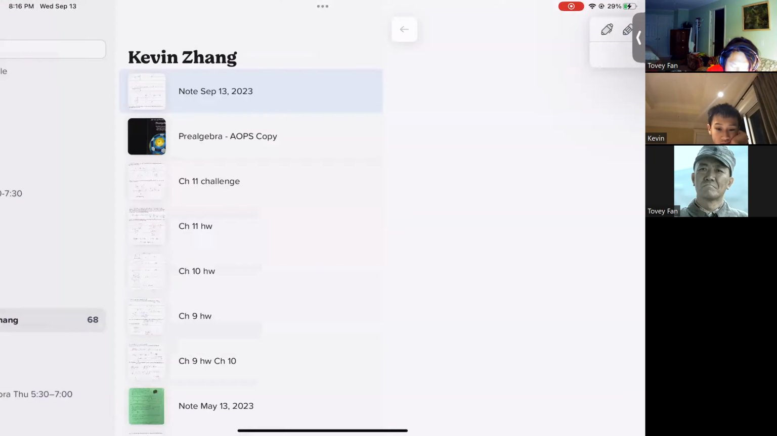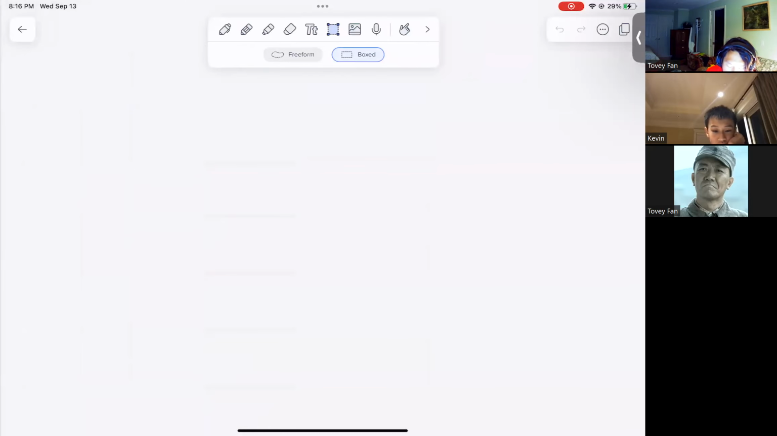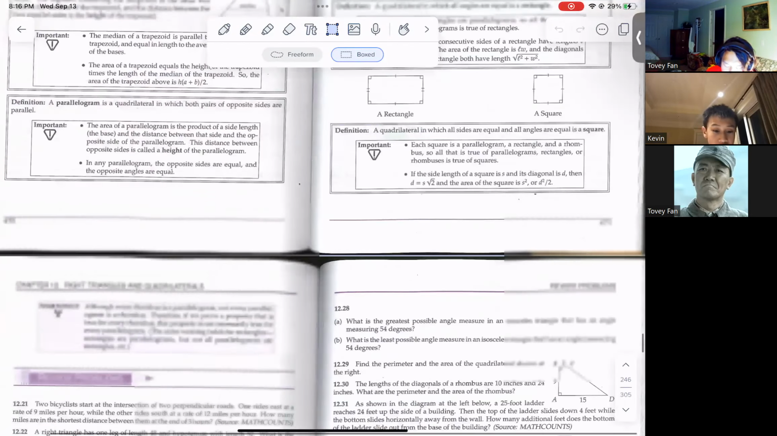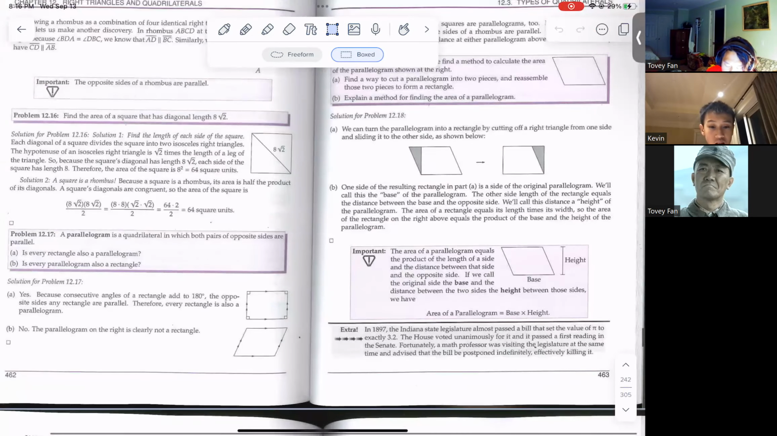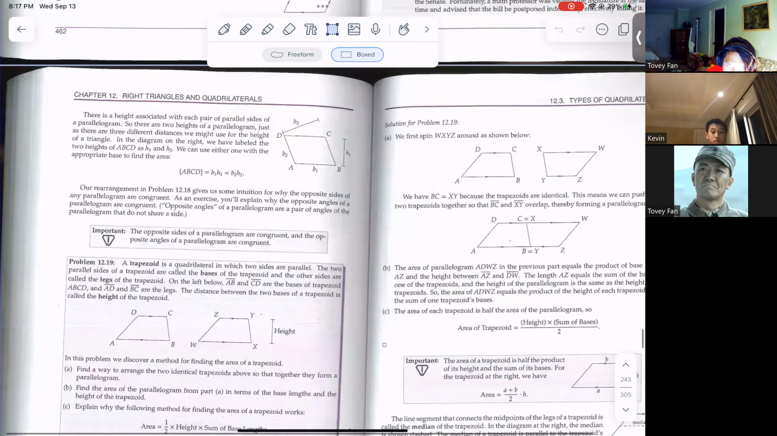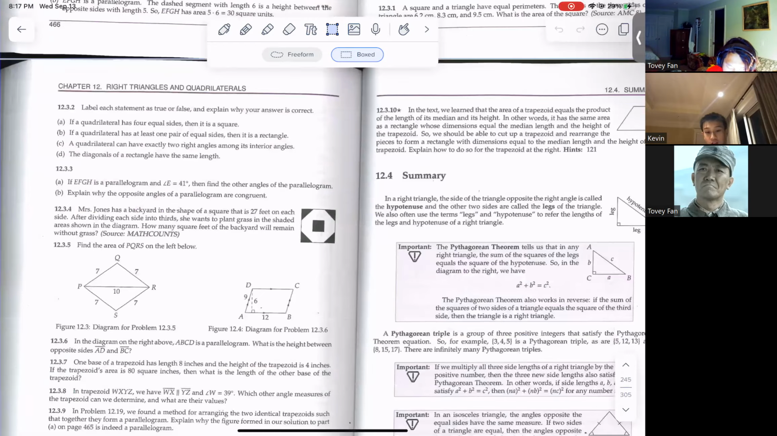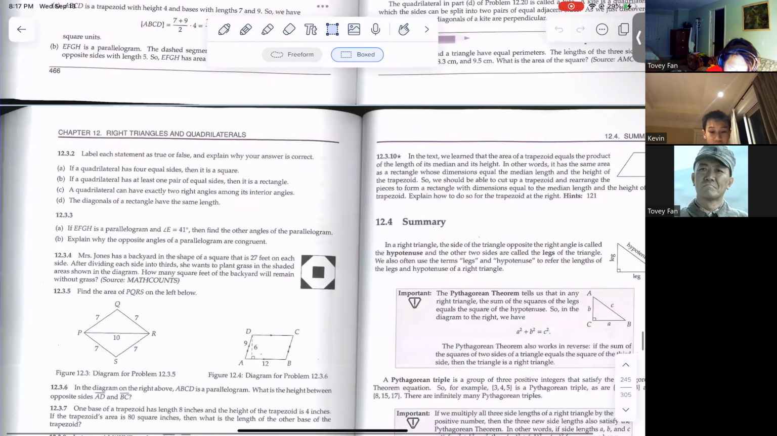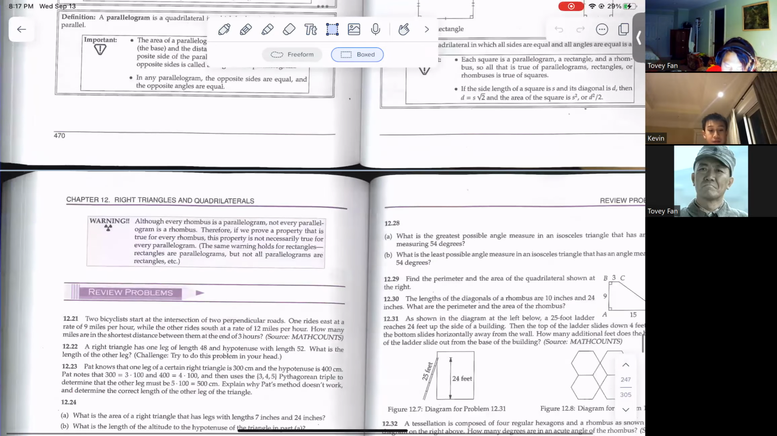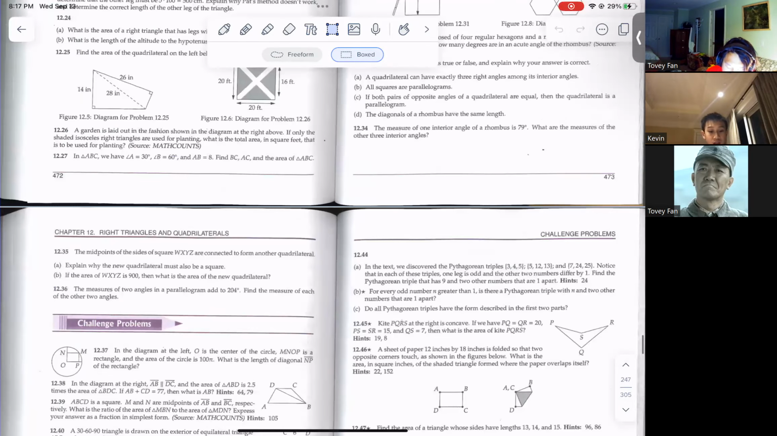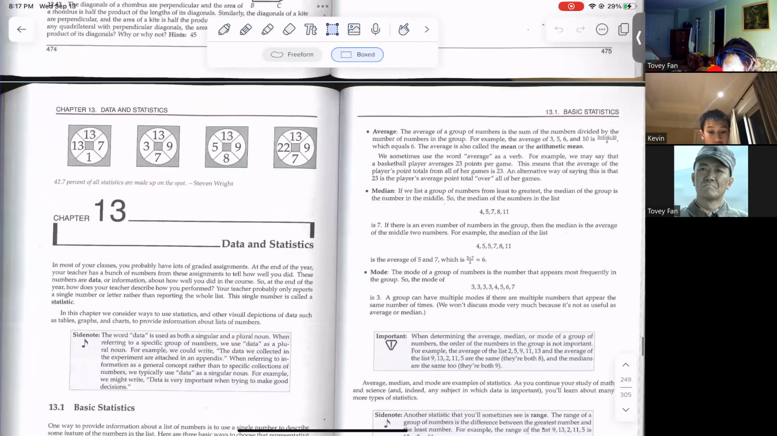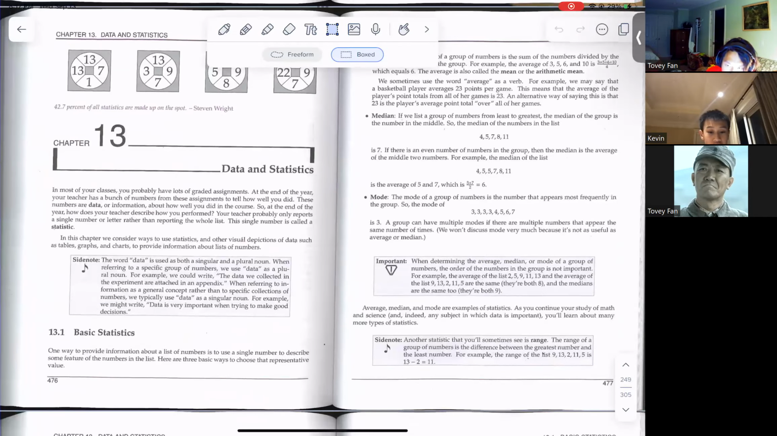Okay, that's it. So your homework is to do chapter 12, I think, right? Chapter 11, we have already done it, right? So just do chapter 12, review, challenge, and maybe skip exercises. Just do review and challenge is fine.